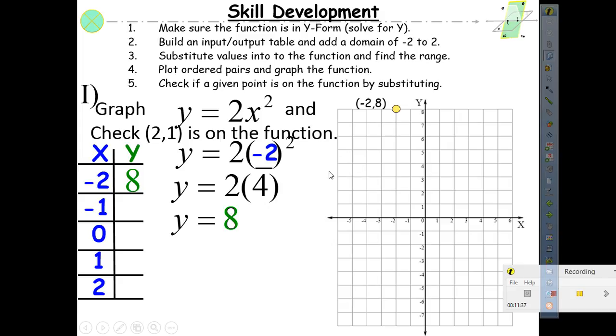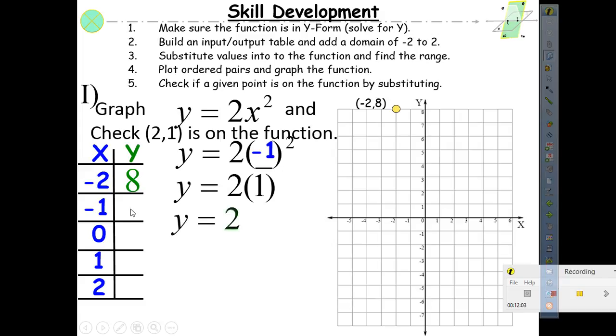So we got the first value. What will be our next value to substitute in here? -1. So we bring -1 in here, rewrite it again. So let's see. What is -1 squared? -1 times -1 is 1. So we end up with y equals 2 times 1. What is 2 times 1? 2. 2 times 1 is 2.